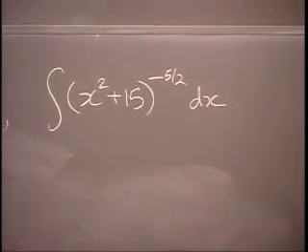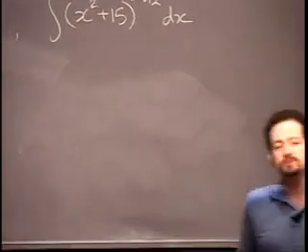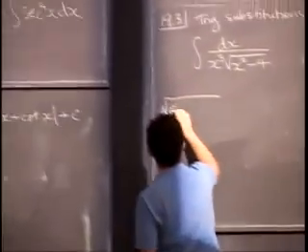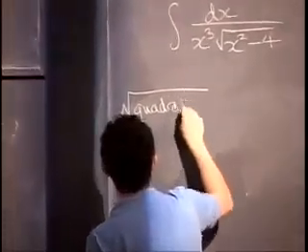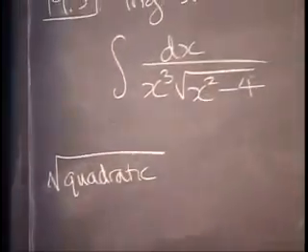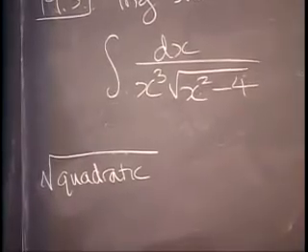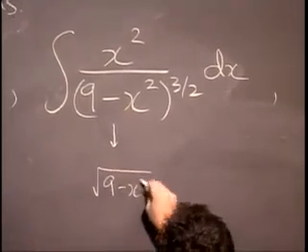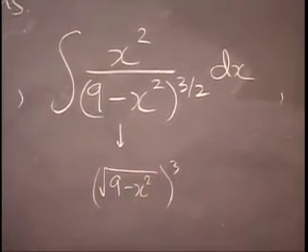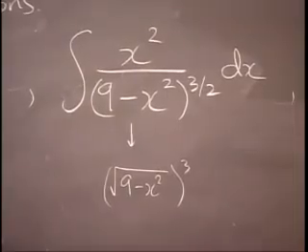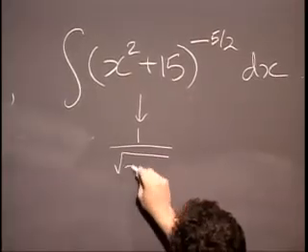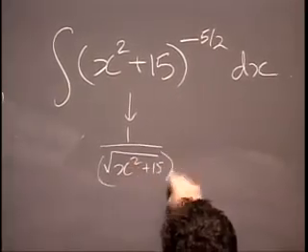All right, what do these have in common? The answer is that they all involve the square root of a quadratic. So that is a hallmark of a trig substitution. Now, this one you can see very clearly: there's the square root of x squared minus 4. This one has a 3 halves power. Well, another way of writing that would be the square root of 9 minus x squared, all cubed, in the denominator. And similarly, the minus 5 halves, you could write the whole integrand as 1 over the square root of x squared plus 15, to the power 5.